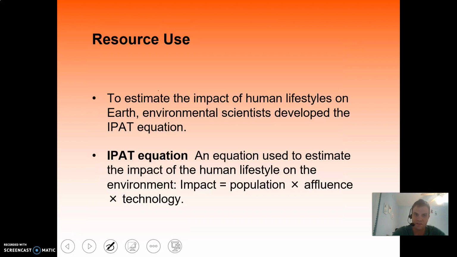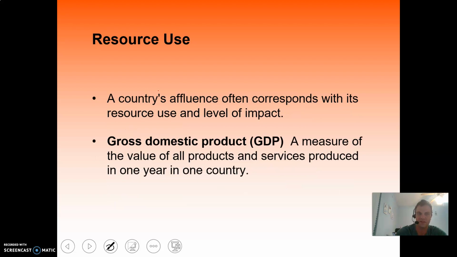So to estimate the impact of human lifestyles on the Earth, environmental scientists developed something called the IPAT equation, where the I stands for the impact of human lifestyle on the environment. So the impact is equal to the population times the affluence times the technology. Now, it's not a real equation. It just means that the human impact increases with increasing population, with increasing affluence, and with increasing technology.